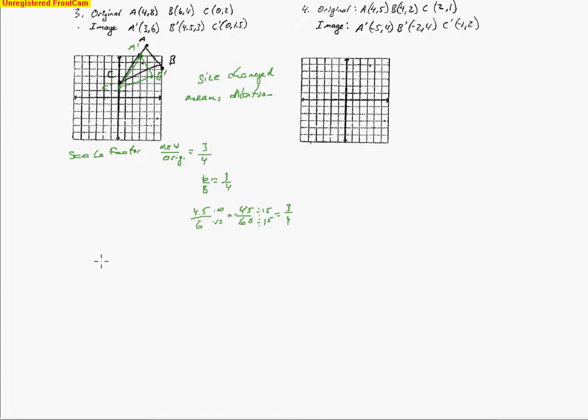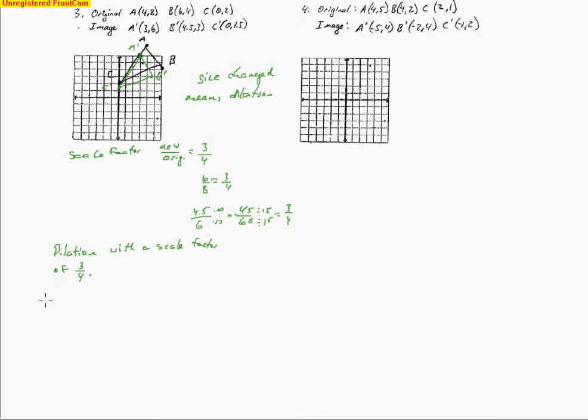So we already know what this is. So we know it's a dilation with a scale factor of 3/4. And so that's what it'd be.